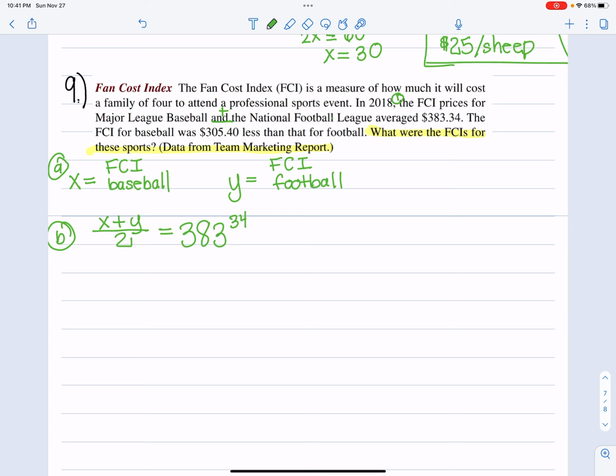Right? Now, here's my second equation right here. The FCI for baseball was. The word was, is, are, all of that means equal sign. Right? So, guess what you can start off with? Baseball equals. Right there. Was $305.40 less than football. So, how do you represent less than football? Wouldn't you say Y minus the 305.40? Okay.